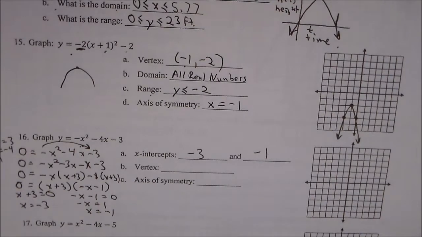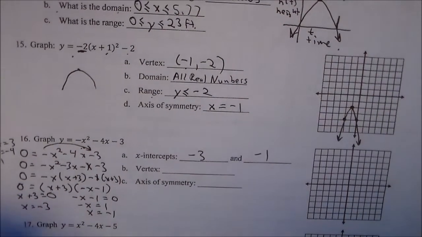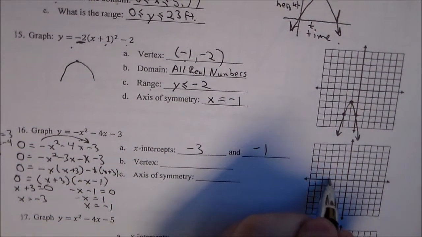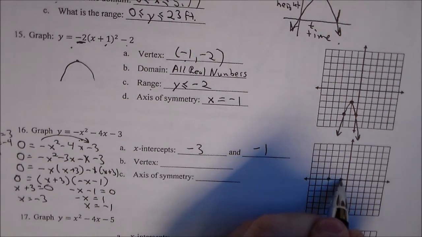All right. Now let's figure out where the vertex is off of that. So if I'm at -3, -1, and that's where it hits.